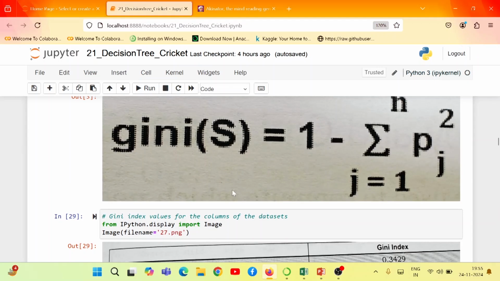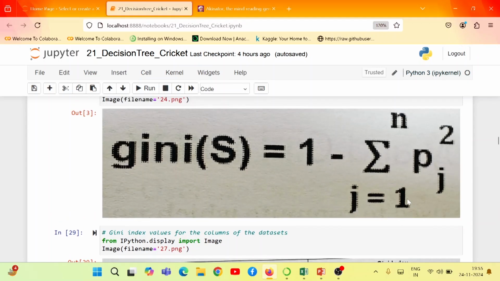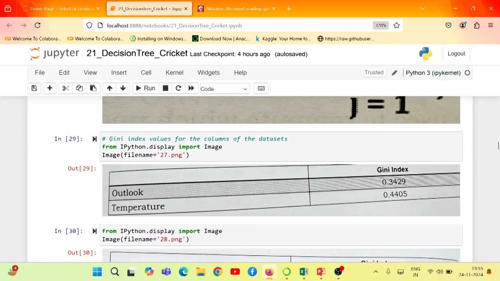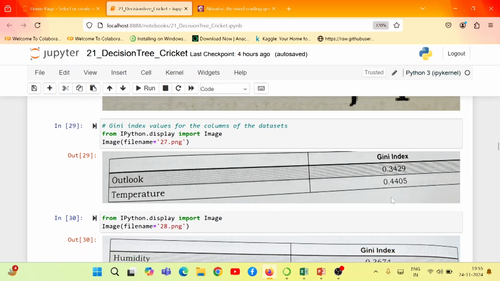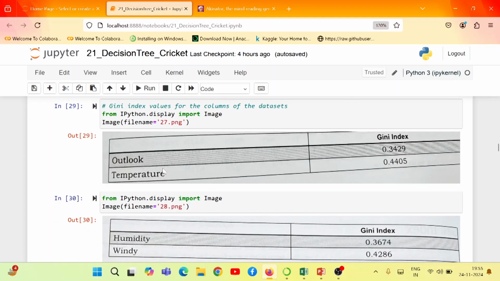So the formula to calculate the Gini index is this, right? Here capital S contains the data points from n classes, and the Gini index of that data set is this one. Here Pj is the relative probability of class J in the sample space. Now we will apply this formula and calculate the Gini index of each column in the data set. This is the value which we are getting. For the other columns we have this much, as you can see here.